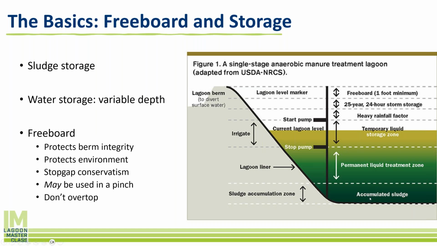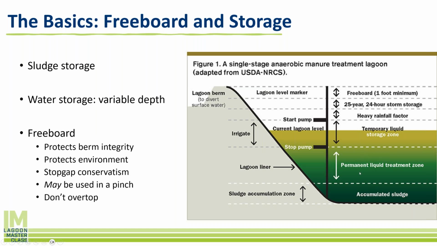First, oftentimes engineers are going to design in a sludge accumulation zone. Sludge is an inevitability, really. Sludge will build up. There are ways to fix that, and we'll talk about that later. But ultimately there will be an accumulation of sludge. Most lagoon designers will design in a foot, sometimes 2 feet, of accumulated sludge storage at the bottom. And then they'll design a primary treatment zone.